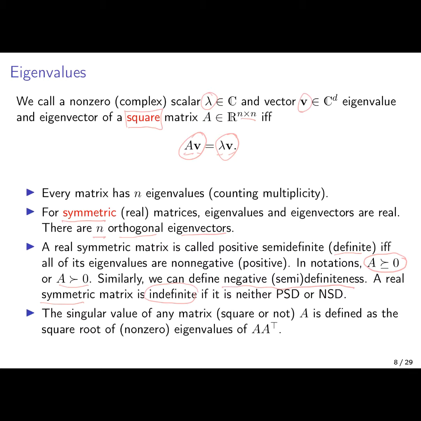Okay. And finally, we say the singular value of any matrix, it doesn't have to be square now, is defined as the square root of the eigenvalues of A multiply A transpose. Okay, so A A transpose is always a symmetric positive semi-definite matrix. Eigenvalues are always non-negative. That's why you can take the square root. That gives you the singular value. So the singular value is always non-negative, unlike the eigenvalues. Okay, so that is the eigenvalue of matrices.